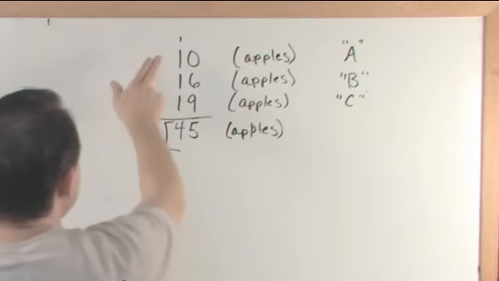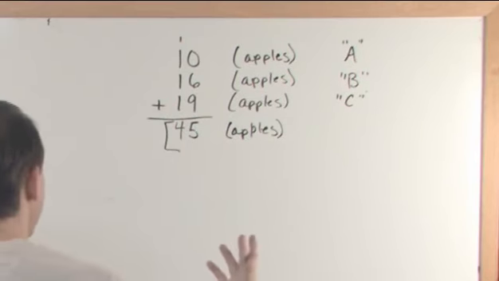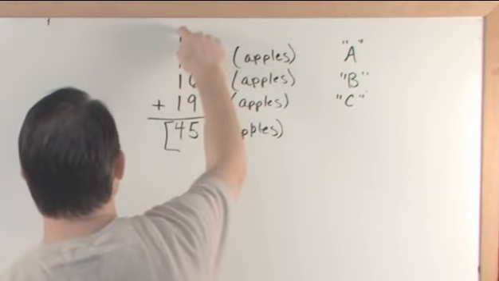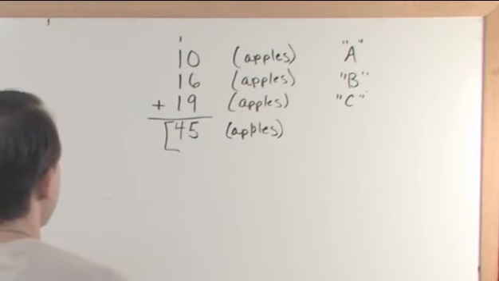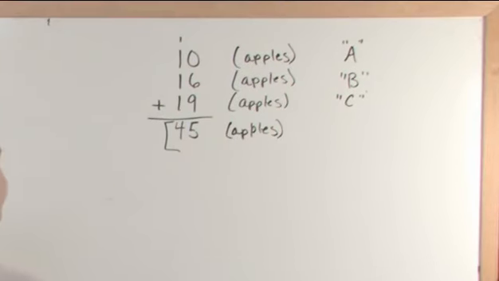Okay, so I had 10 apples, 16 apples, and 19 apples. How many did I have in all? Well, you add them up, you get 15 here, put the 5 down, carry the 1, and then you just add this column up, which is 1 plus 1 plus 1 plus 1 gives me the 4, so 45 apples.